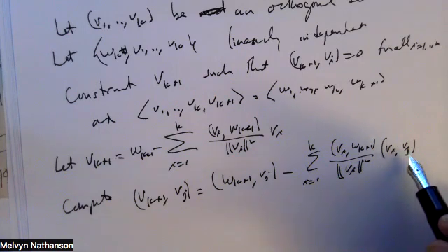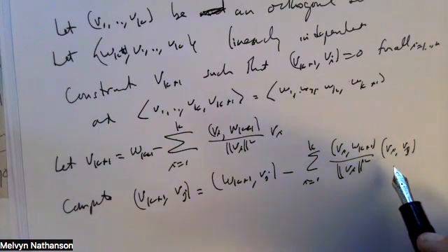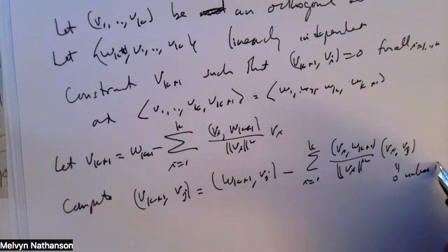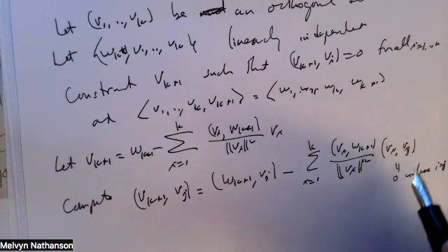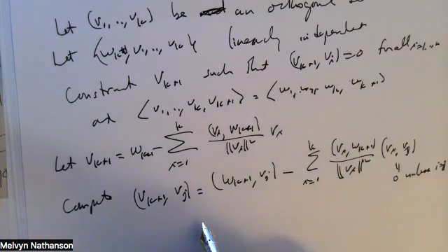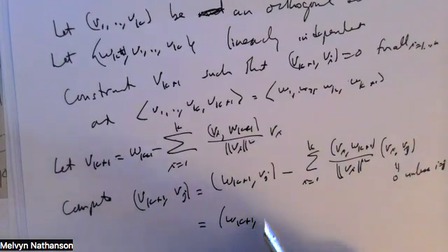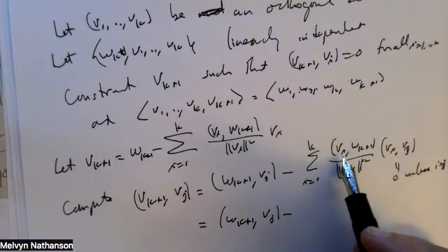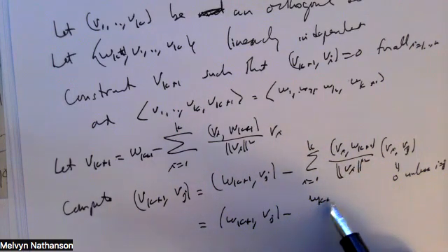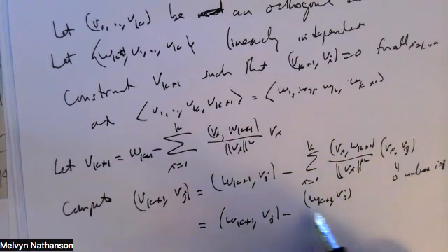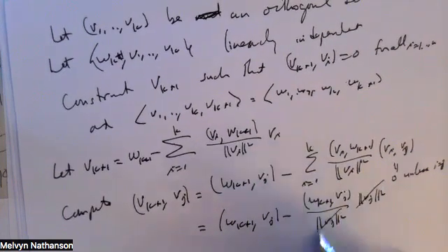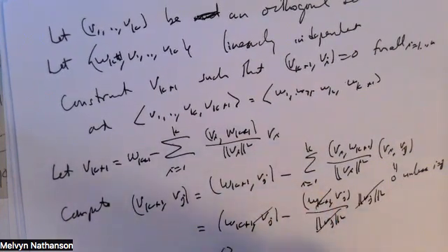But the VIs and the VJs are mutually orthogonal. So all these inner products are 0 unless I equals J. And when I equals J, this is just the length of VI squared. So we get W sub K plus 1 dot VJ minus, all these are 0 except when I equals J. When I equals J, this is VJ. By the symmetry, W sub K plus 1 dot VJ over the length of VJ squared times the length of VJ squared. These cancel, then this cancels, and we get 0.